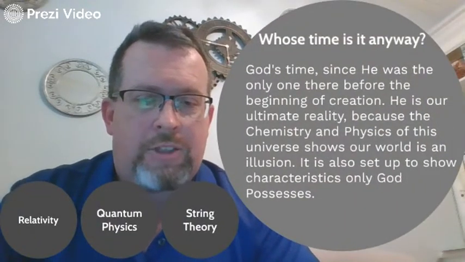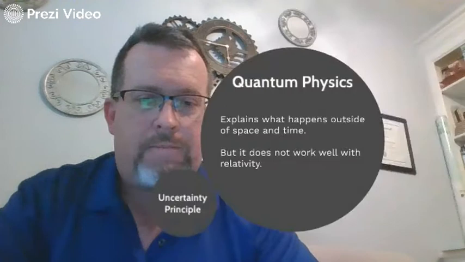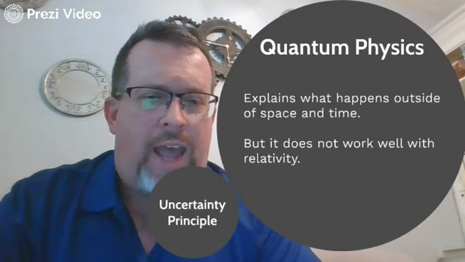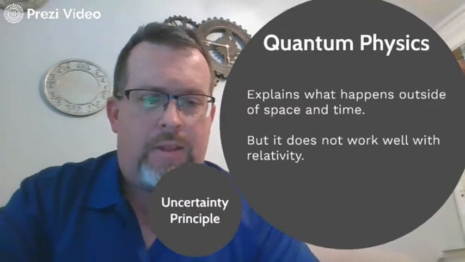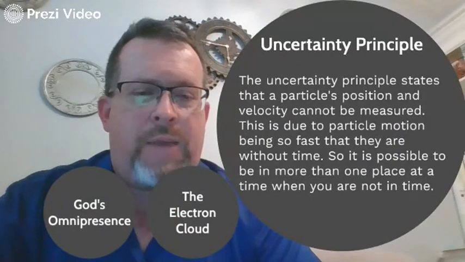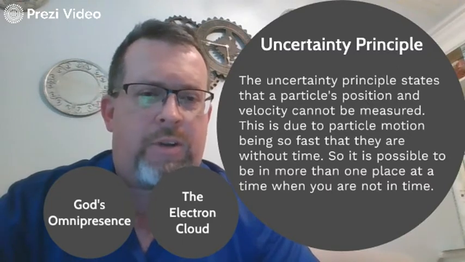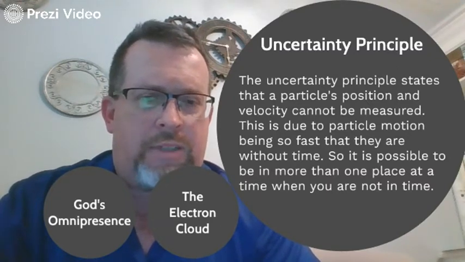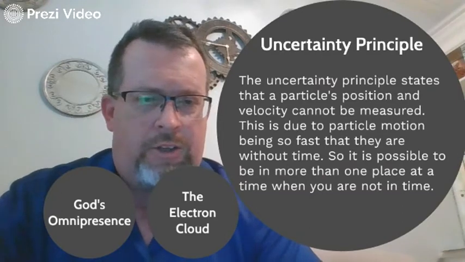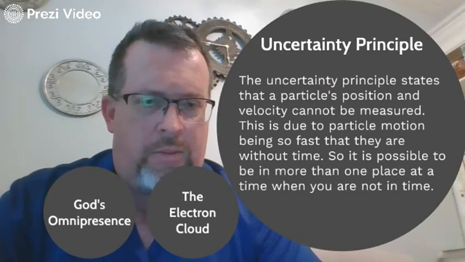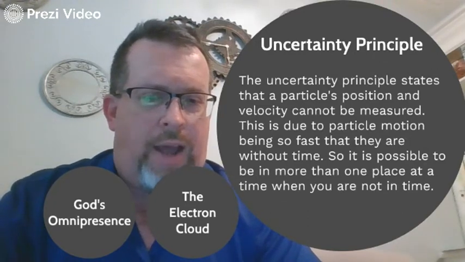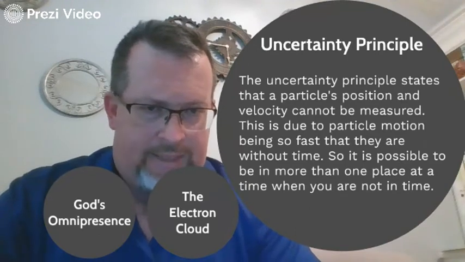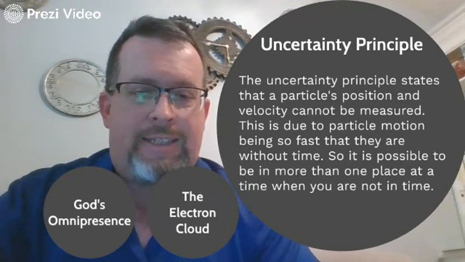So now let's go into quantum physics. Quantum physics explains what happens outside of space and time, but it does not work well with relativity. One of the biggest concepts in quantum physics is the uncertainty principle. The uncertainty principle states that a particle's position and velocity cannot both be measured. This is due to the particle's motion being so fast that they are without time. So it's possible to be in more than one place at the same time when you are not in time.